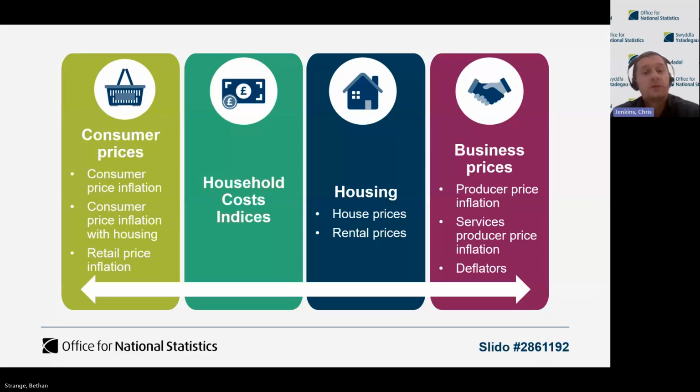And then finally, we also capture inflation from the business perspective. Our producer prices measure the change in price of the raw materials that are used in manufacturing. These are called input price indices, along with the cost of goods leaving the factory, which are known as output prices. So we produce a vast array of price indices every month. But today we're going to be focusing on the consumer perspective.